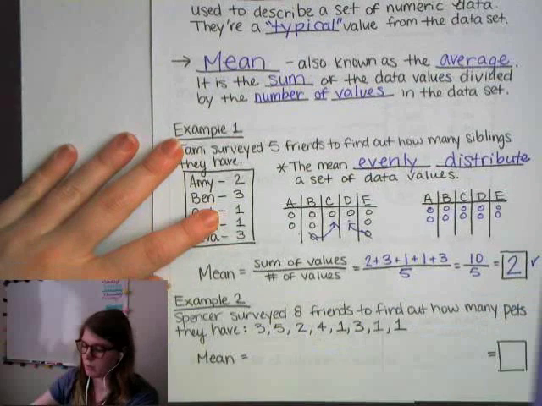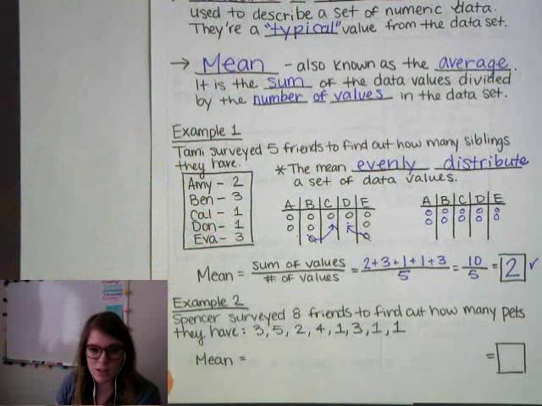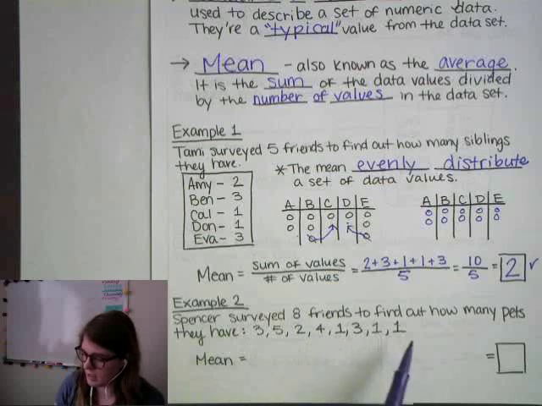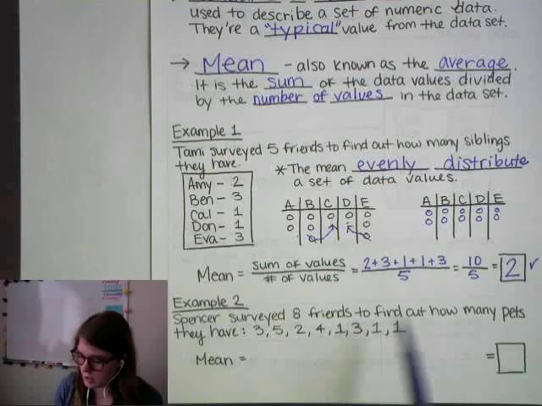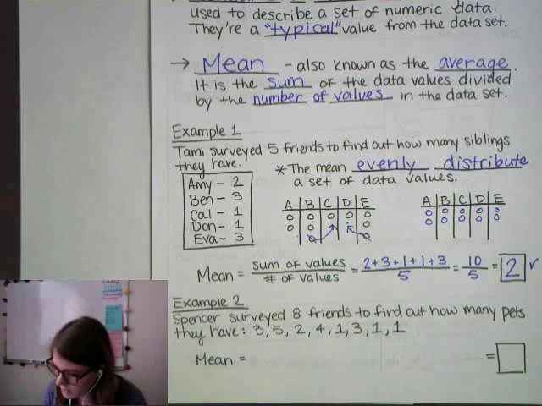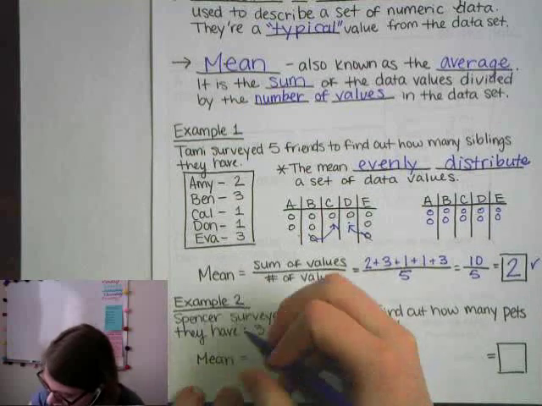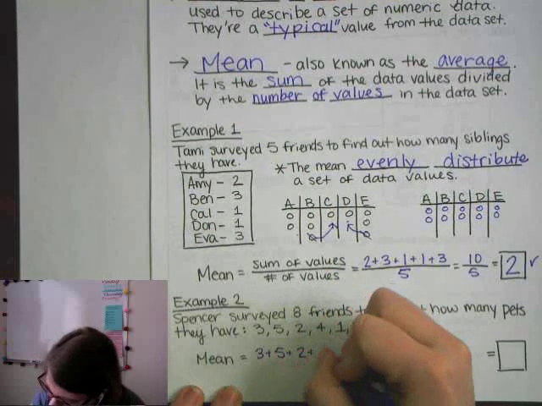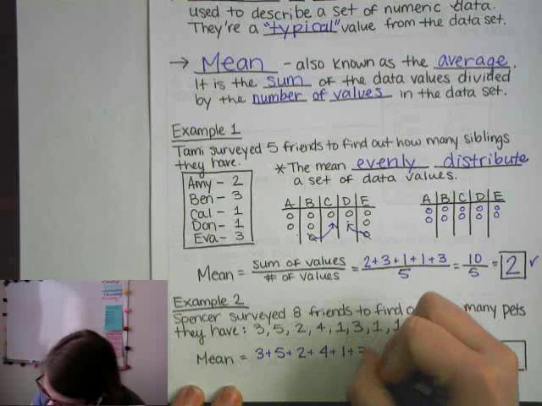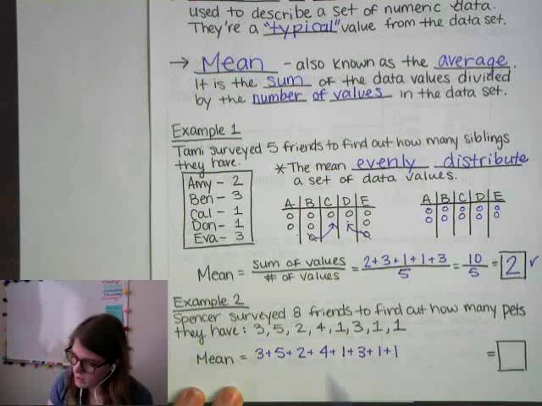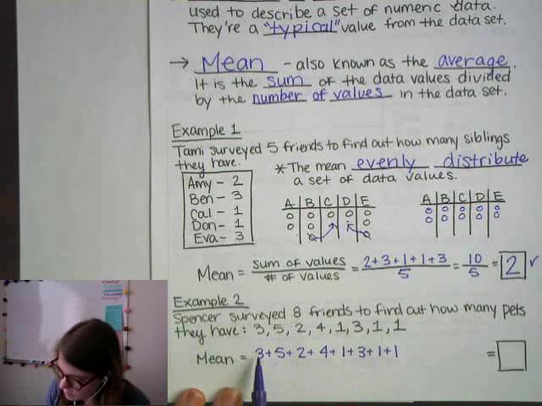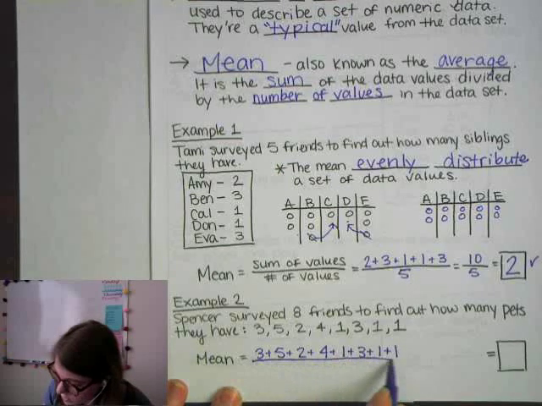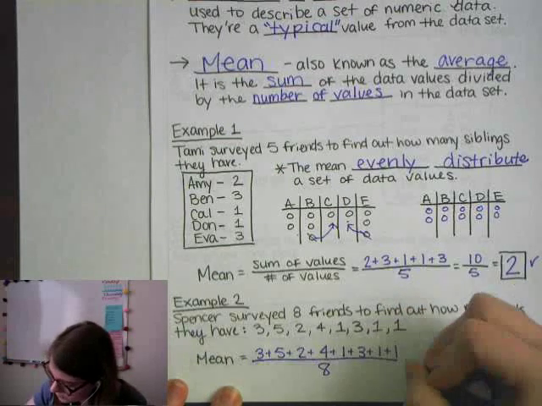So let's do another example. Spencer surveyed 8 friends to find out how many pets they have. And so these are going to be his 8 friends' answers. So then again, just mathematically, let's add those up together. So we'll do 3 plus 5 plus 2 plus 4 plus 1 plus 3 plus 1 plus 1. It said 8 friends. Let's make sure we have all 8 values. 1, 2, 3, 4, 5, 6, 7, 8. Good. Which means we're going to divide that by 8.